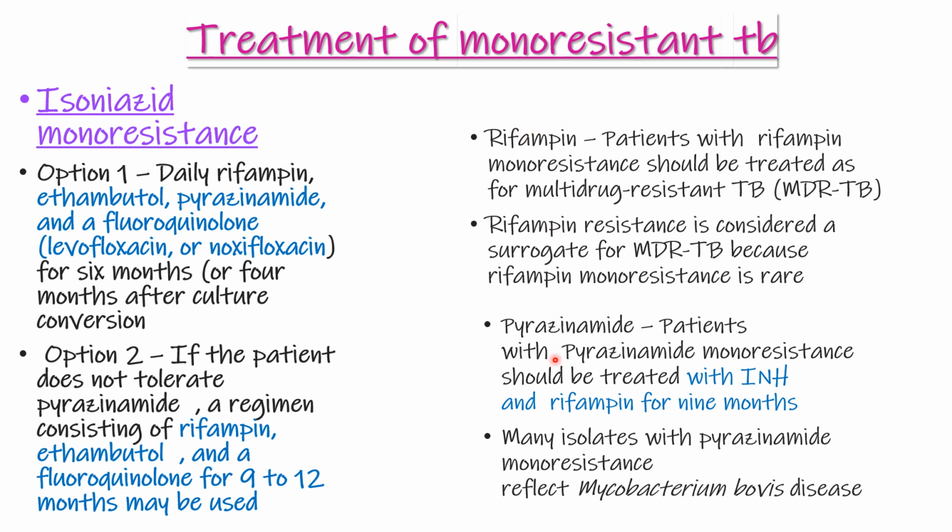I hope you are okay. So we've said if a patient has isoniazid monoresistance, just remove the isoniazid and replace it with levofloxacin, and then you can go for 6 months, or 4 months after culture conversion. Culture conversion is where you had a positive culture and now it is negative. And option 2, if the patient cannot tolerate pyrazinamide, then you just remove it and continue the regimen for 9 to 12 months. Rifampin, we said we treat as multi-drug resistant. We're going to talk more about that. Pyrazinamide monoresistance, we just treat with isoniazid and rifampin for 9 months.